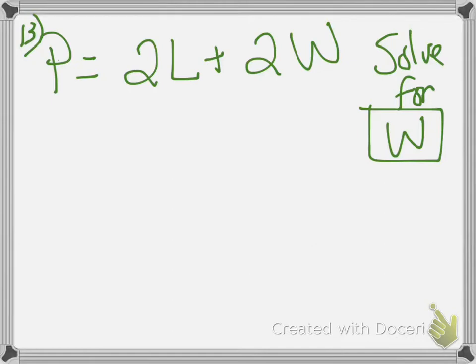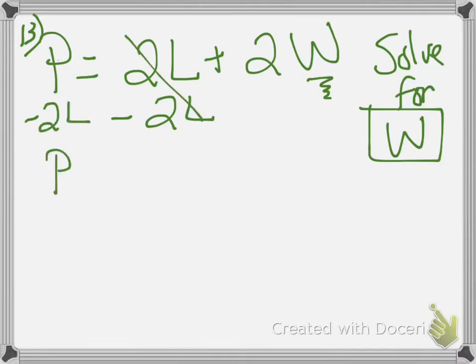Okay, so we've got, once again, many things going on. So I'm going to get rid of anything that's not directly attached to the variable. This is the variable in question. So we're going to go ahead and get rid of this 2L. So I'm going to subtract 2L from both sides. And that gives me P minus 2L equals 2 times W.